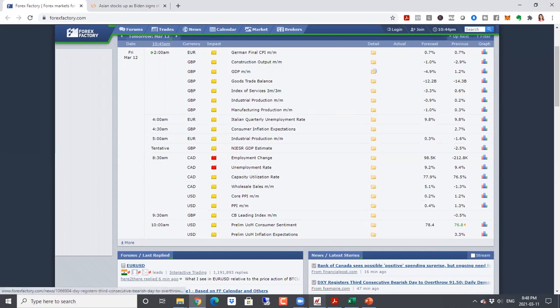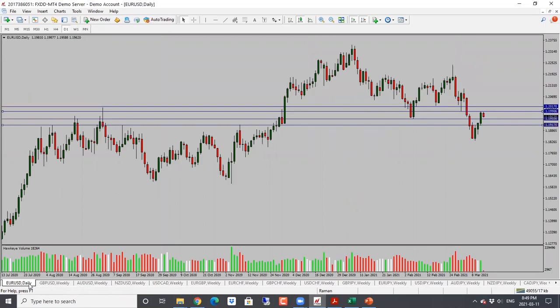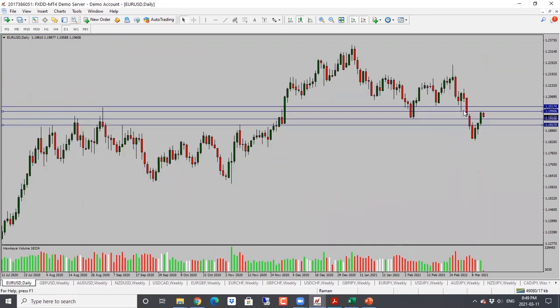So let's go on to our charts here. We'll start with euro dollar as usual. In terms of the euro, it did go up as we had expected. Now it is into an important support resistance level here. When the ECB statement came out, we did see that drop, but then it bounced up, and now it is into this previous support resistance level, and it seems to be bouncing off of this level.